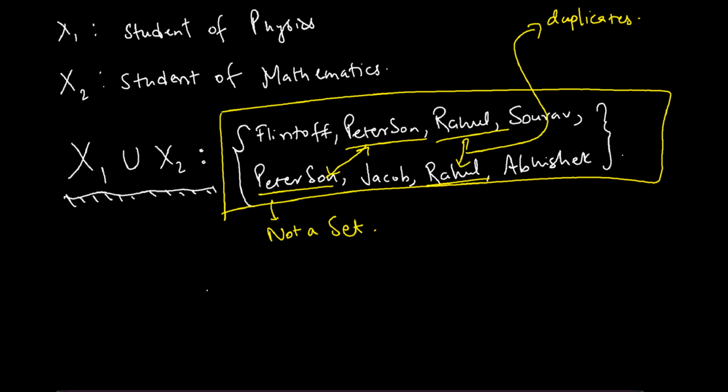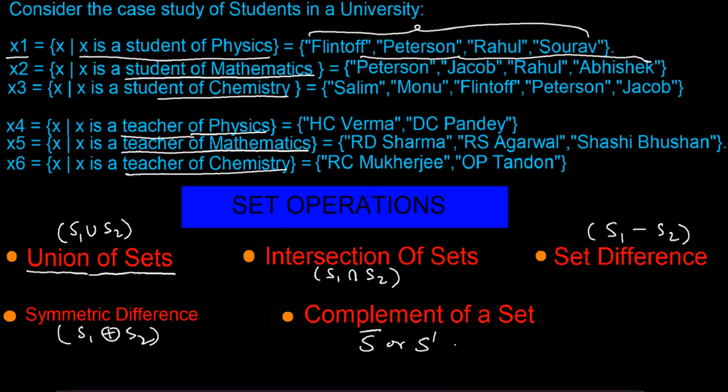Okay. So what I did while performing union of the two sets, I am just taking X1, writing everything that is in X1, and taking X2, writing everything that is in X2. But it happens that Peterson not only studies physics, Peterson is a student of mathematics too in that university. Similarly, Rahul not only studies physics, but he is a student of mathematics too.